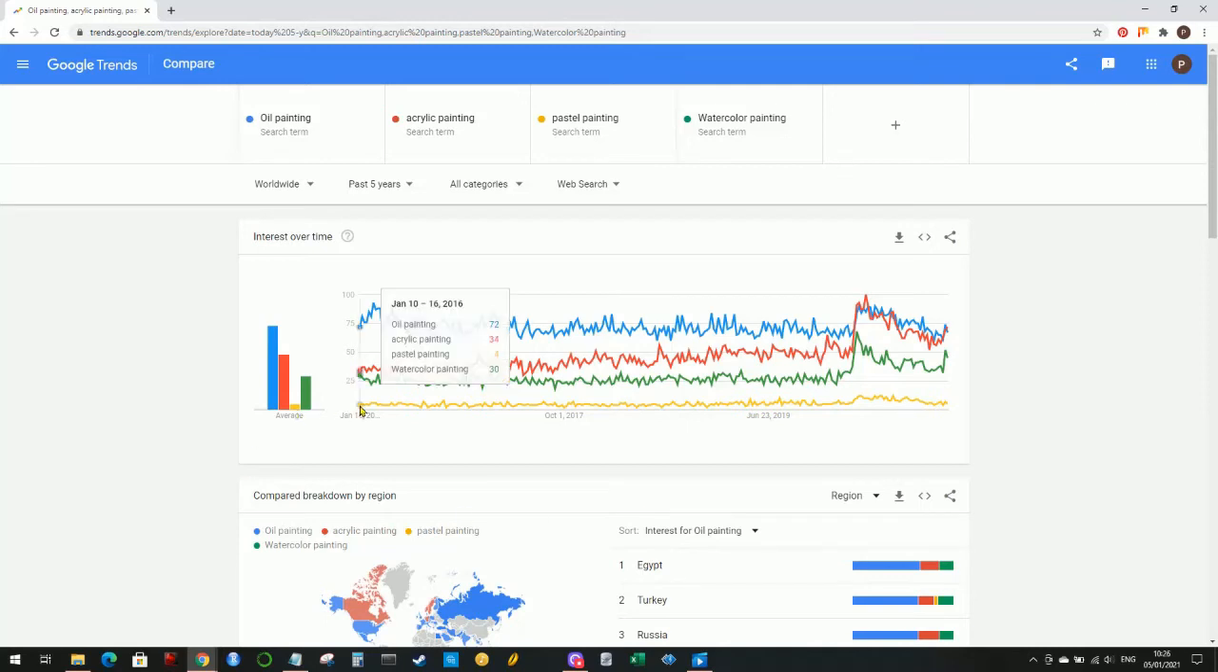The green line then, the watercolor painting, doesn't seem to have changed much. It was basically going along, with a few high points and low points, but basically staying about the same. Then last year, around March, early April, most of these lines jumped way up, with the exception of the pastels. So watercolor, acrylic, and oil all jumped.